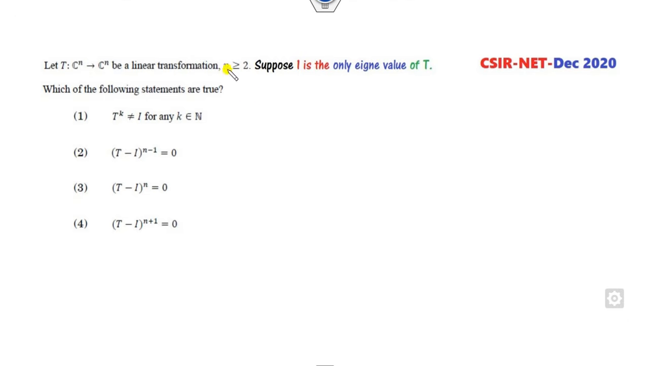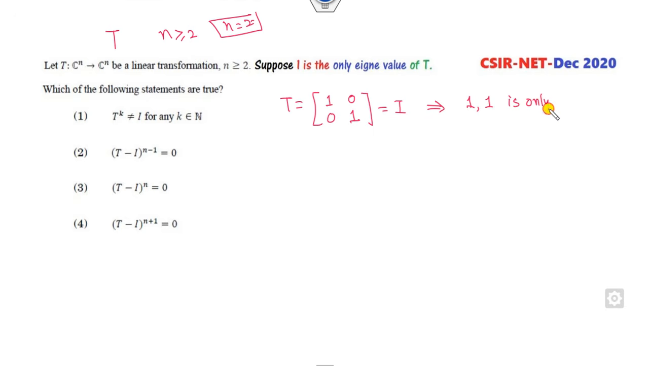Okay, next option is C. T is a mapping with n greater than or equal to 2. I can simply take n as 2. Fine. So the mapping will be 2 cross 2. 1 is the only eigenvalue. So this is one counter example, that is nothing but my I. So I can simply say 1 is the only eigenvalue.